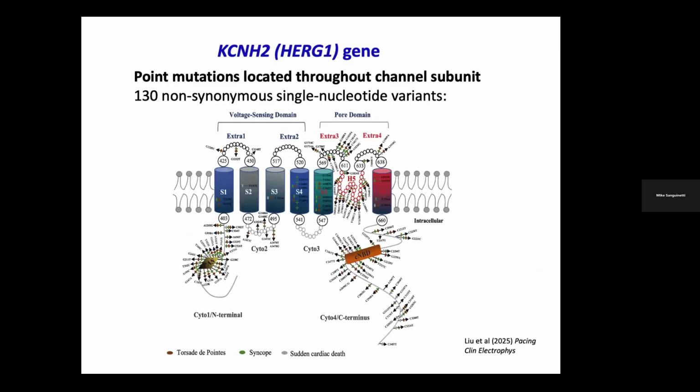This shows a partial example of where all the different mutations can be in a single subunit. The only point of showing this is that they're all over the place. They're not concentrated in one area. Anything that's in the pore or in the voltage sensor is probably going to be more detrimental, and that's where you'll see a lot of different mutations, but they're also in the N terminus and the C terminus. There are a lot of mutations.